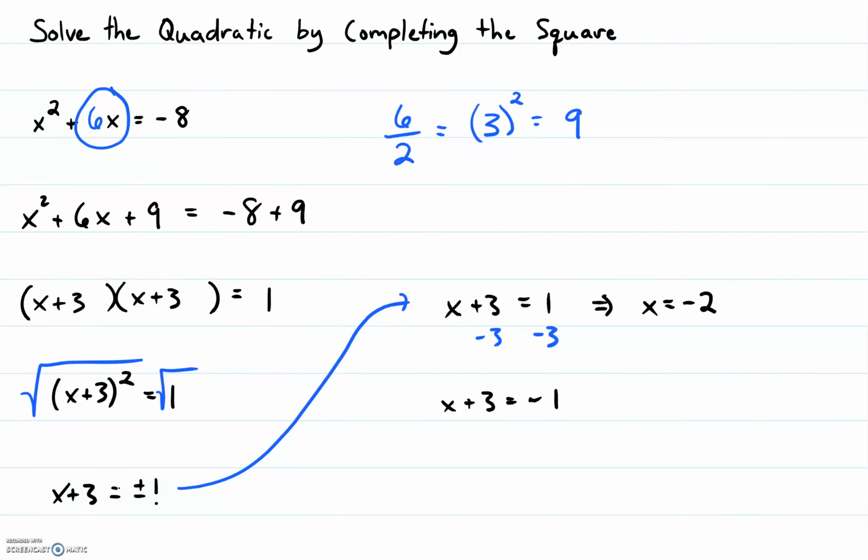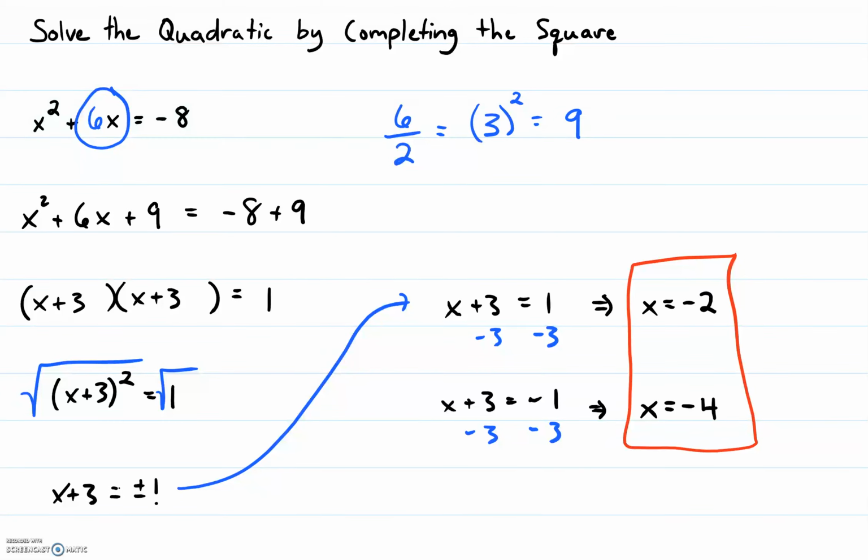And then of course we do the same thing for the second equation. x plus 3 is equal to -1, subtract the 3 from both sides. And -1 minus 3 is going to give us -4. So x is equal to -4. And so our two solutions for this quadratic equation are x equals -2 and x equals -4.